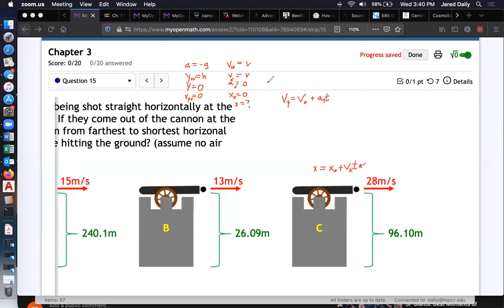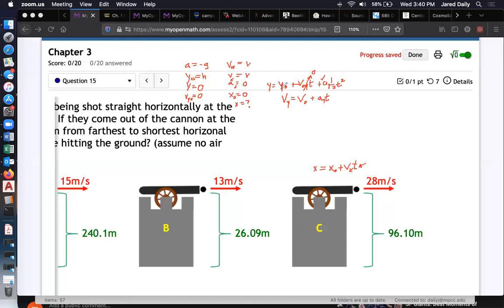We also have final position in y equals initial position in y plus initial velocity in y, which is 0, times time, plus the acceleration in y, which is negative g, times 1/2, I didn't put the 1/2 in there, times t squared. Now this one is good because we happen to know the acceleration in the y direction, that's negative g.